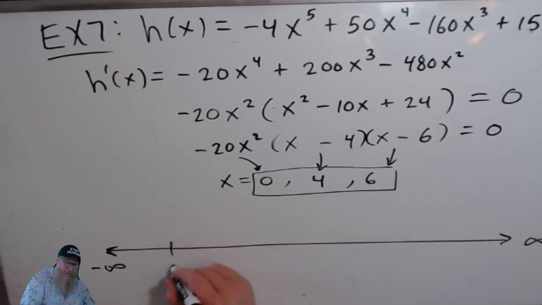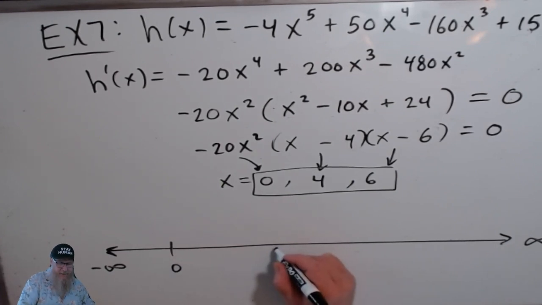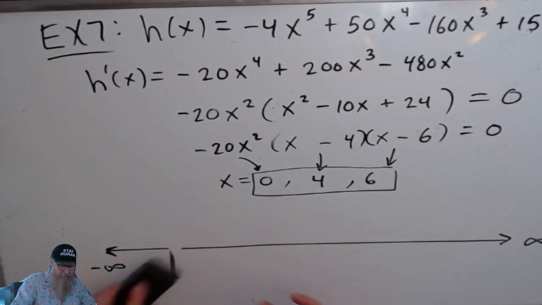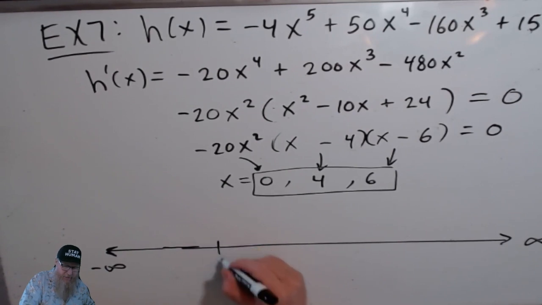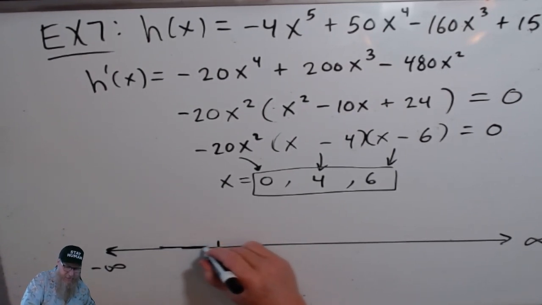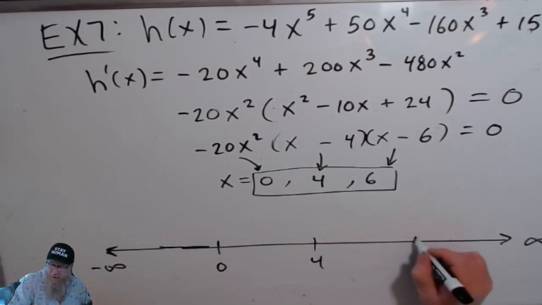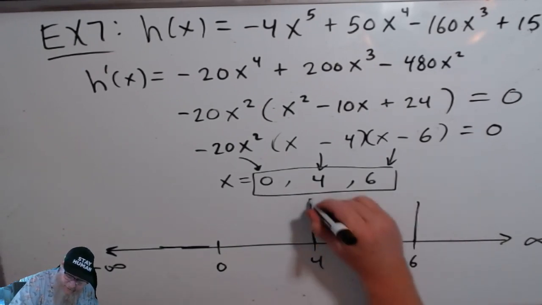All right, 0 is going to go way over here. Maybe not way over there. It's a little bit too far. How about right about there? 0, 4, and 6.